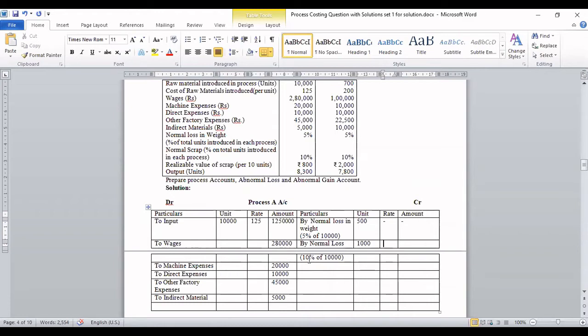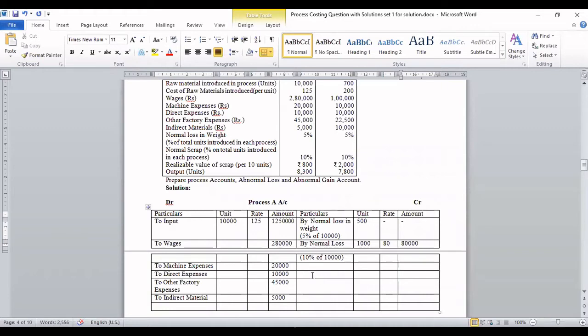For normal loss, 800. Yes, but this 800 is for 10 units, not for 1 unit. The rate is always for 1 unit. Can we find out what will be for 1 unit? If 800 is for 10 units, what would be for 1 unit? 80. Very good. Excellent. Now tell me the final amount. 80,000.